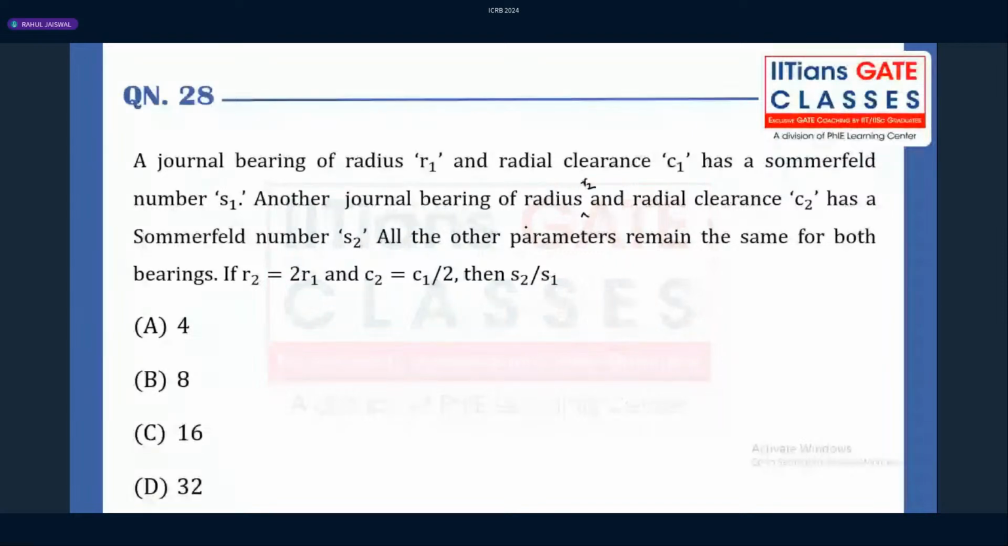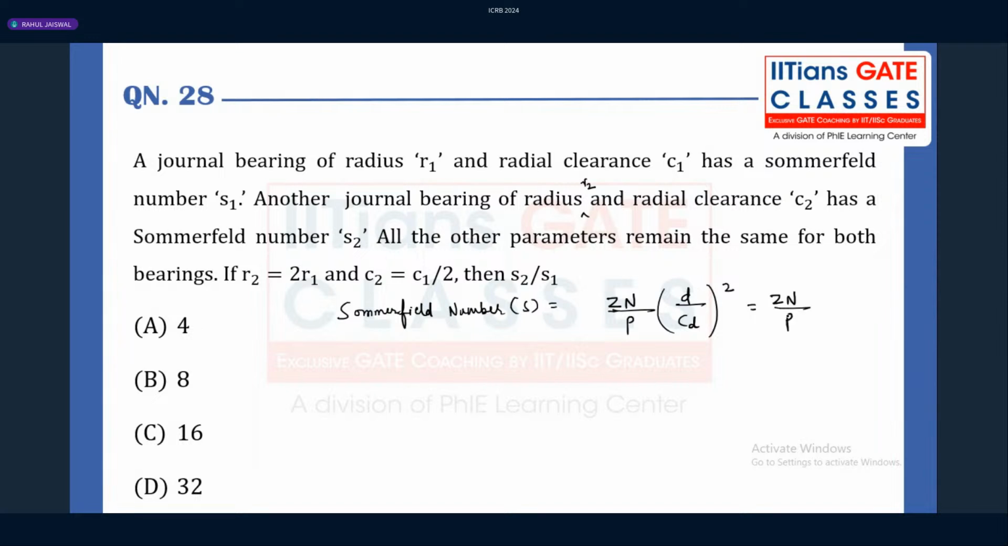So if you see, guys, the formula for the Sommerfeld number, it is a dimensionless term used in the bearings to compare the performance of each and every bearing. Sommerfeld number is given as ZN by P into D divided by CD whole square. We can also write ZN by P into R divided by C whole square, where C is the radial clearance. If R is the radius, C is the radial clearance, D is the diameter, CD is the diametral clearance.